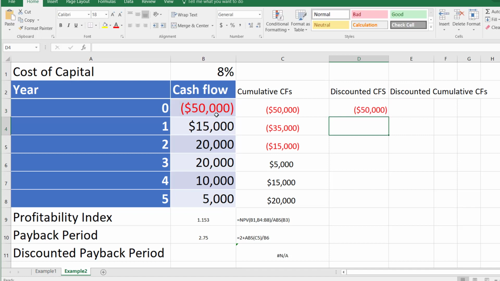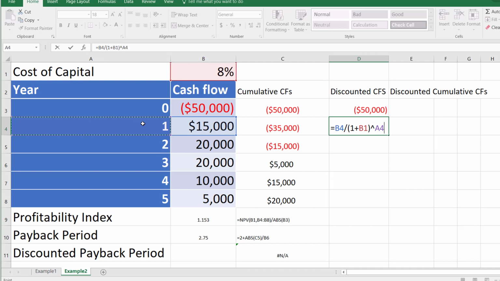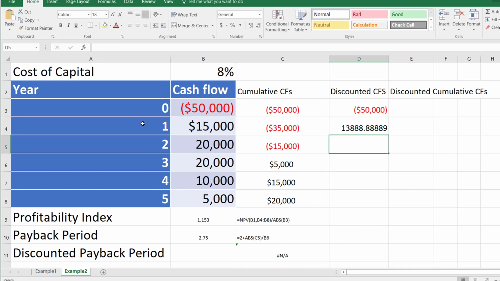But for year one, the discounted cash flow would be the cash flow of year one over 1 plus your discount rate, which is 8%. This is cash that you are getting after a period, and if you want to discount to the present time, then you need to put the power equal to 1. So that is the present value of 15,000 you're going to get in year 1.